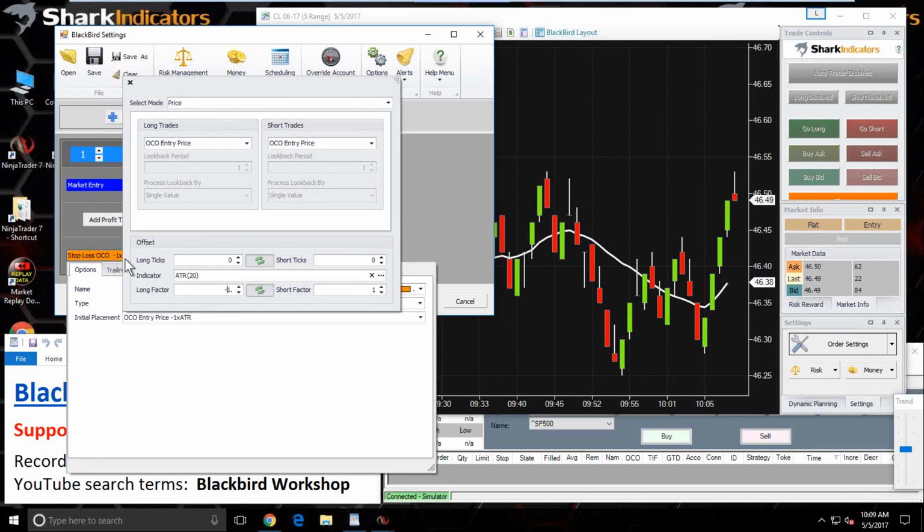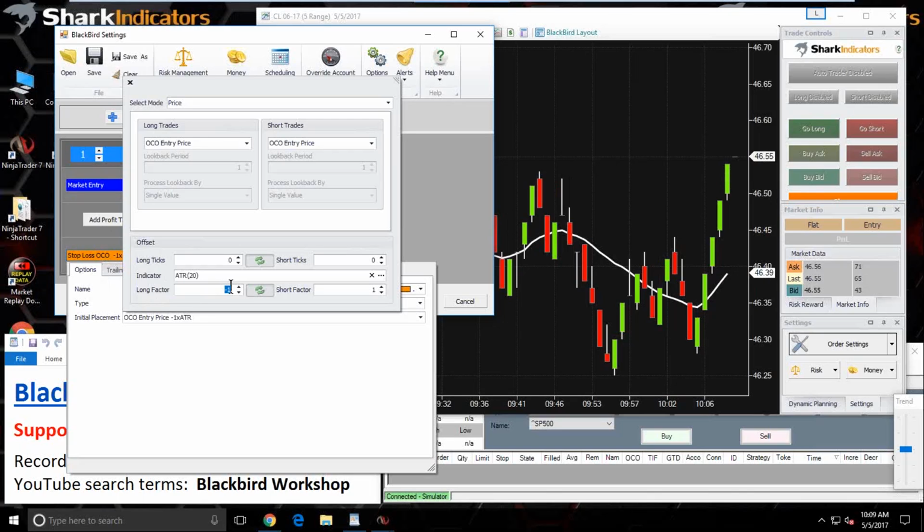So for a long trade, you want a negative offset, so that your stop loss is below your entry price. That's why this would be a negative offset, because your stop loss is below. For the profit target, this would be a positive one, because you want your profit target to be above your entry price for a long order. But anyways, getting back to the point.